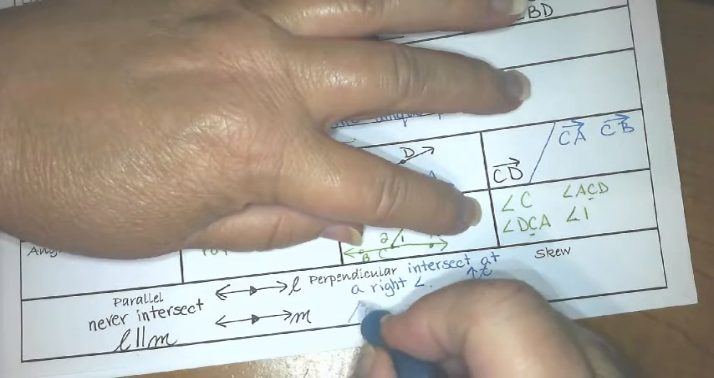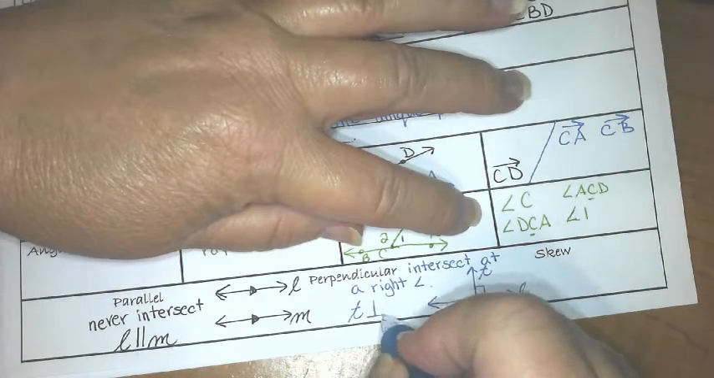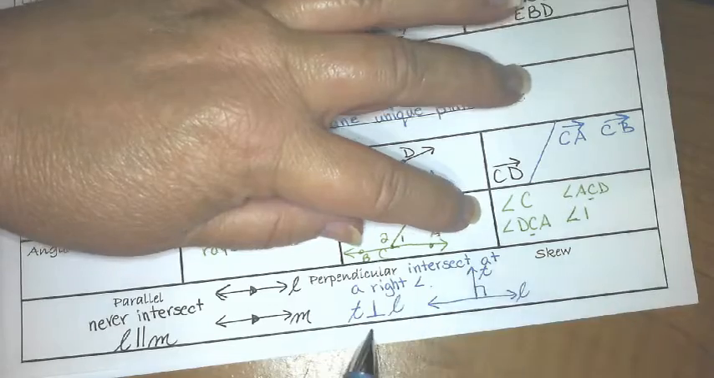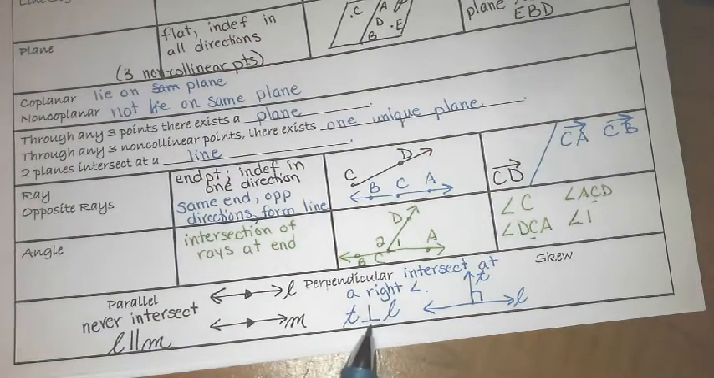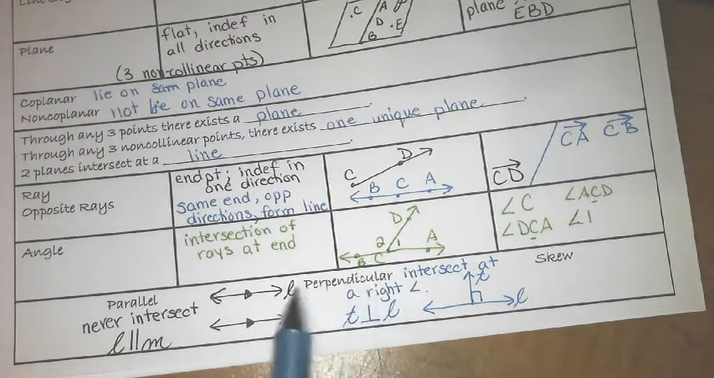Or they could use the symbol. T is perpendicular to L. That's the symbol for perpendicular. So you don't have to write the word. If you want to use perpendicular, you can just use that symbol.